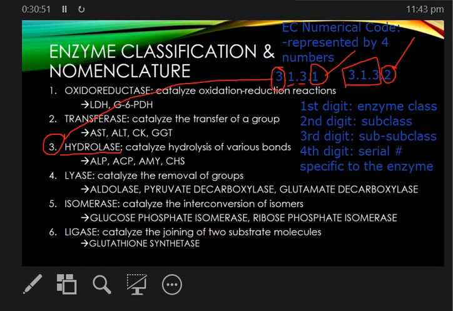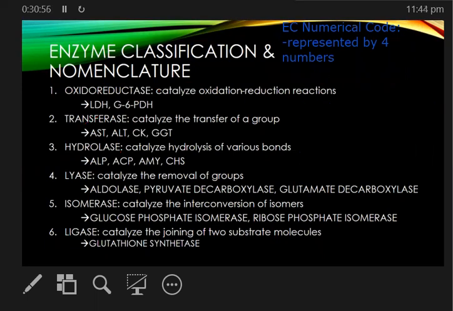All right, so that is how we interpret the EC numerical code. Okay, so it is actually the most systematic manner by which we can name our enzymes. Okay, so please do not forget.